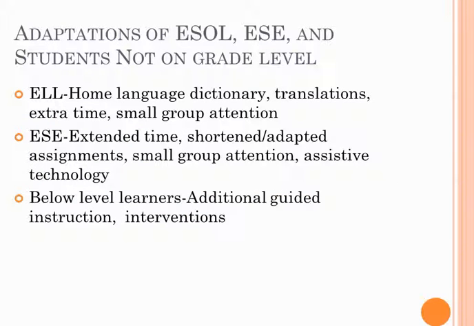Look for adaptations for ESOL, ESE, and students who are not on grade level. Your ELL students should have home language dictionaries. There should be translation available when it's necessary. They should get extra time, and there should be small group attention. Your ESE students should get extended time, shortened and adapted lessons, small group attention, and assistive technology. And your below-level learners should get additional guided reading, and they should get interventions.